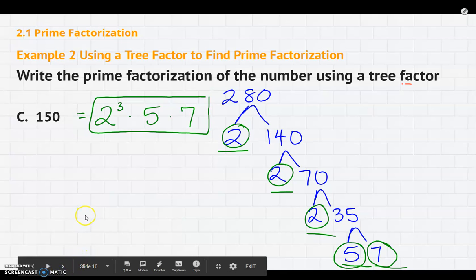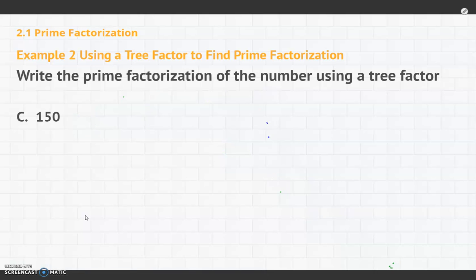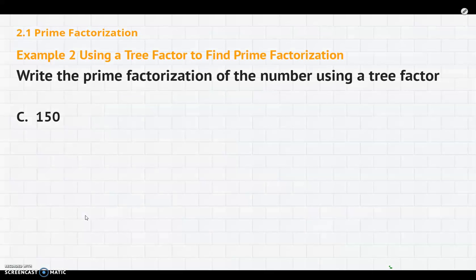And I just have 2 more examples for you. How about 150? 150, we could go several ways. We know it's even, so we could split it into 2 and 75 if we wanted to. Or I know it ends in a 0, so it's divisible by 5. My brain automatically goes to 3 times 50. Okay, I know 3 times 50 is 150.